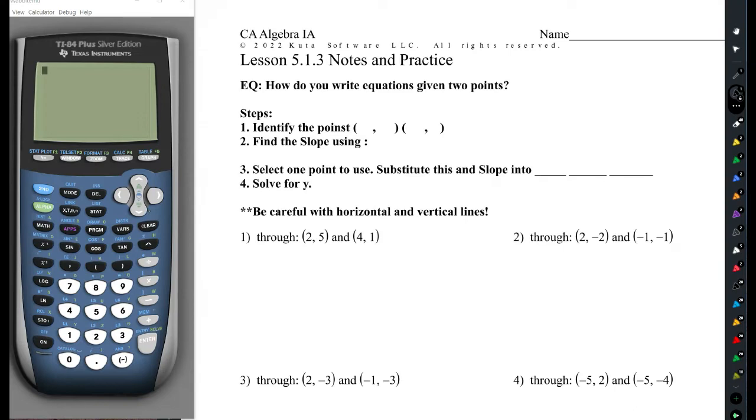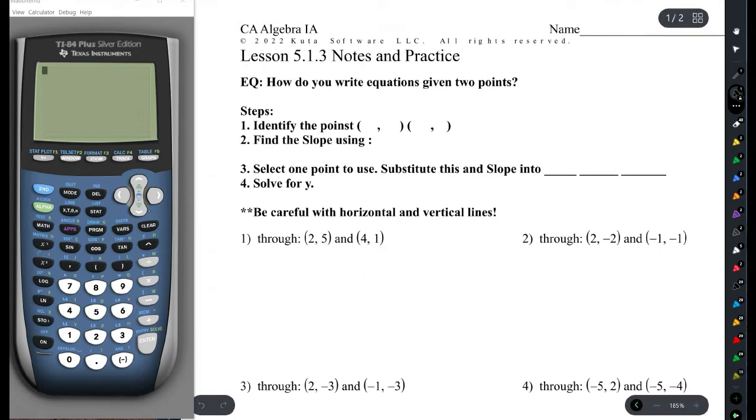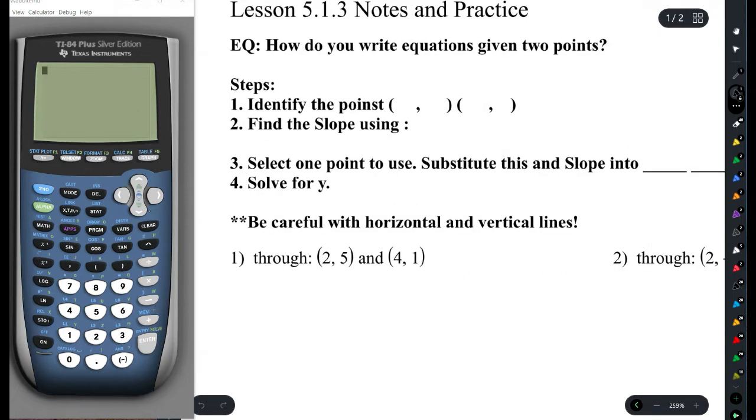And welcome everyone to lesson 5.1, part 3. This time, writing equations given 2 points. This is the most challenging of our writing equations problems. It's just the most time consuming.